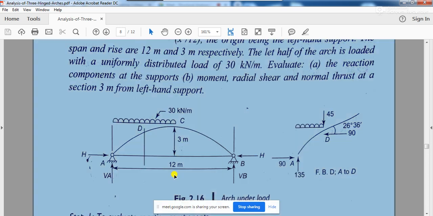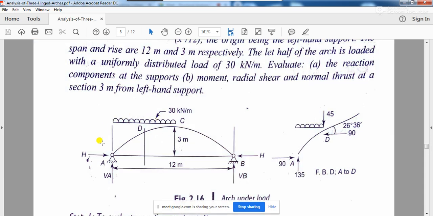this arch is not acted upon by any other horizontal forces. So whatever the horizontal reaction component will be coming at the support A, exactly the same reaction will be coming at the support B. So the value of HA is going to be equal to HB, which is given as H.